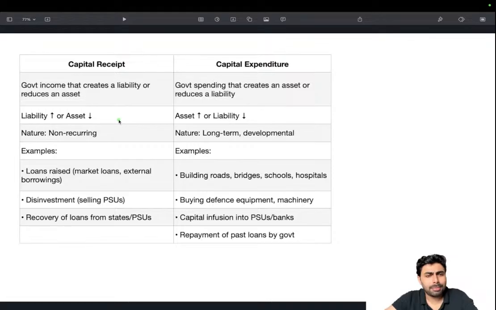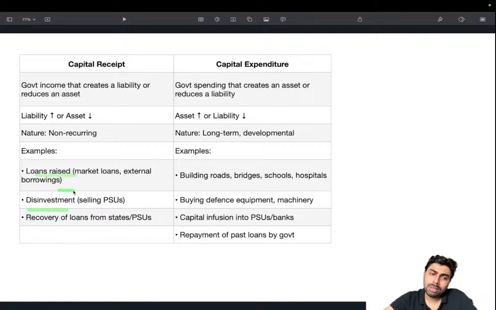So this is it. Basic relation: increasing liability, reducing asset. Asset and liability relations are inverse, and in capital receipt case, the liability increases, asset reduces, or both. So they are non-recurring because we are not frequently getting capital receipts, because it's case by case. If the situation arises, we'll be doing that. Otherwise, not. Then examples are loans, disinvestments.